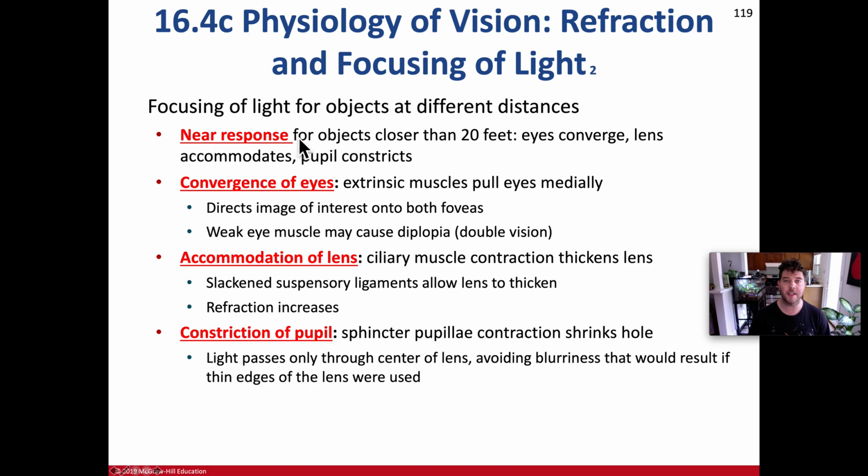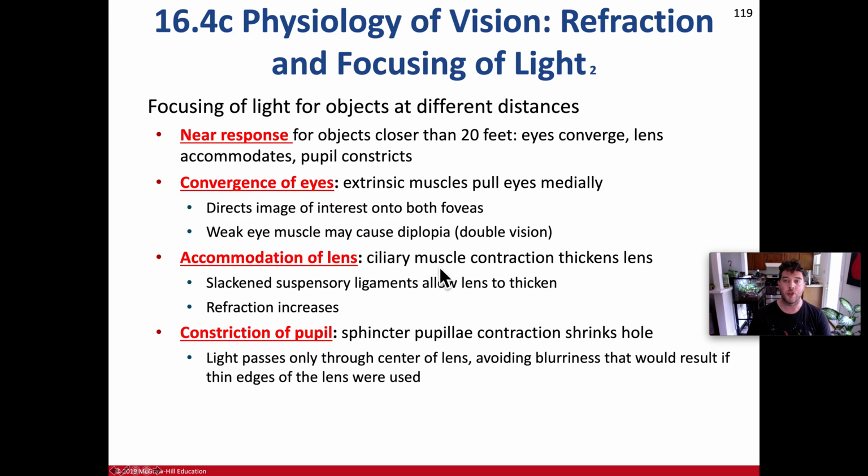The near response is for objects that are closer than 20 feet. Your eyes converge together, the lens accommodates, and the pupil constricts. Okay, so convergence of the lens is when your extrinsic muscles pull your eye medially. It directs the image of interest onto both foveas, and weak eye muscles may cause diplopia or double vision. So this is when you're trying to focus in on one thing, your eyes kind of come in together. If you're trying to look at the tip of your nose, your eyes cross, so that's convergence of your eyes.